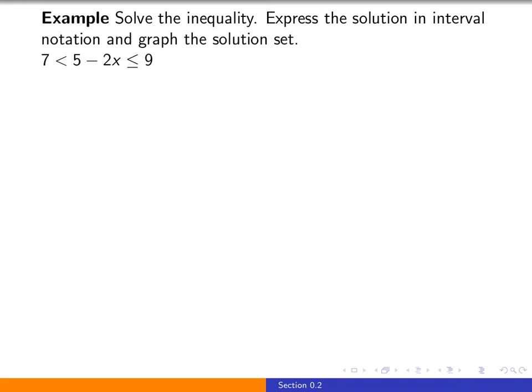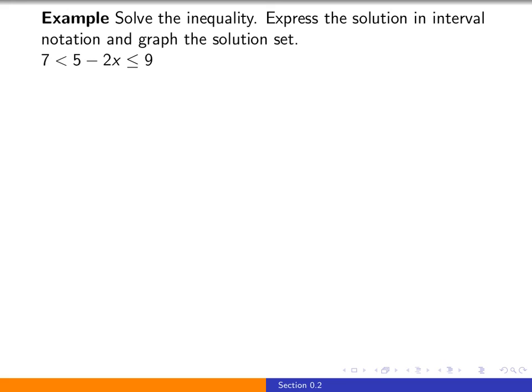So let's do the same thing here with 7 less than 5 minus 2x less than or equal to 9. So maybe the first observation to make is that we can have more than one inequality involved in one of these expressions. And having two inequalities involved is a very common thing. So the ideal situation here would be to leave that x in the middle of the two inequalities and then see what we can figure out about it.